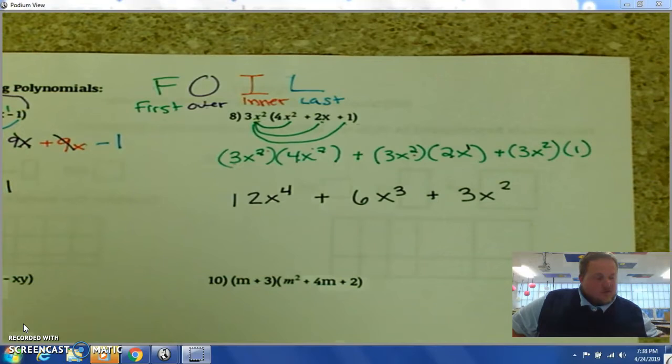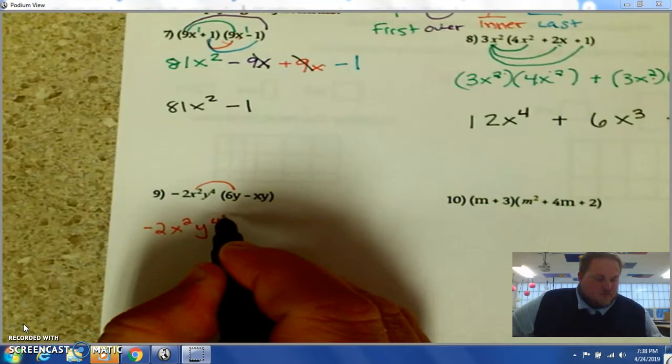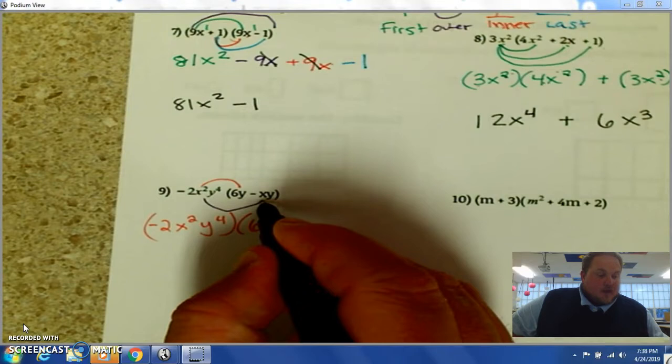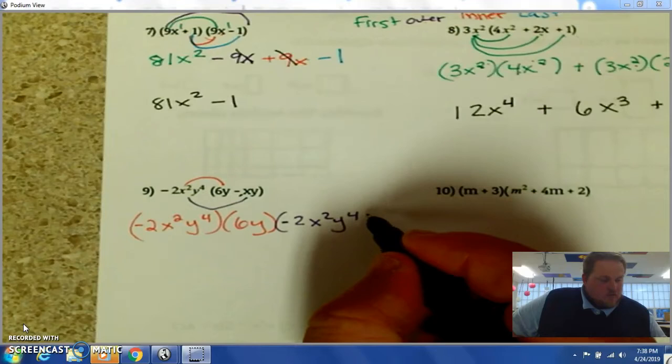Okay. Down here, we're going to do the same principle. We're taking that negative 2x squared y to the 4, multiply it by the 6y. I'll use different colors down here. And then you'll take that and multiply it by the negative xy, okay? Or you can just keep the minus sign in there. Okay? Let's go ahead and factor that out.